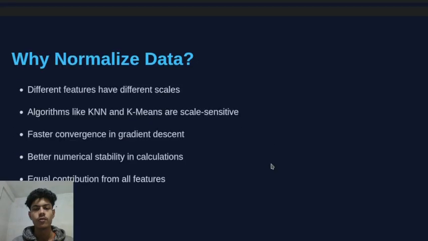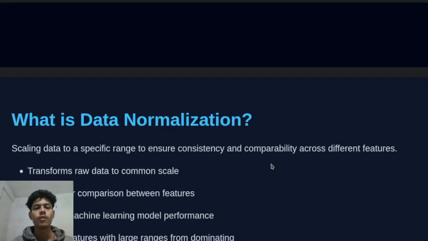Now we will see what is data normalization: scaling data to a specific range to ensure consistency and comparability across different features. It transforms raw data into a common scale, ensures fair comparison between features, improves machine learning model performance, and prevents features with large ranges from dominating.